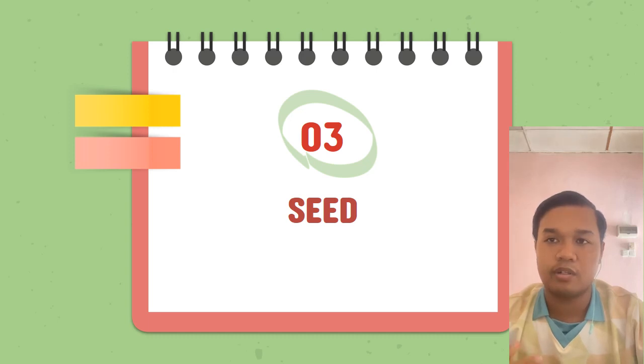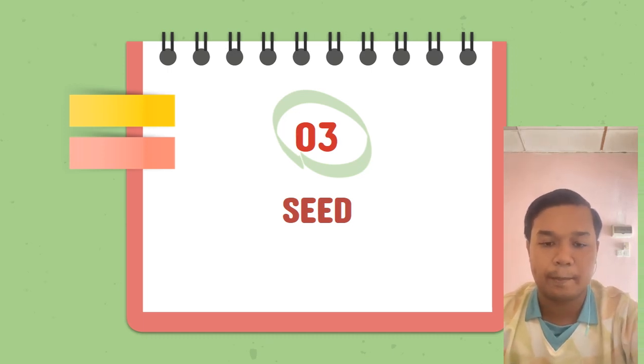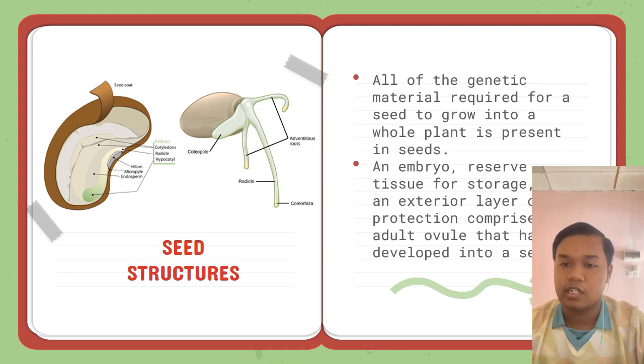For the next content, I am going to present to you the definition of seed and what the types of seeds are. I'm going to tell you about the seed structure. All of the genetic materials required for a seed to grow into a whole plant are present in seeds. An embryo, reserve tissue for storage, and an exterior layer of protection comprise an adult ovule that has developed into a seed.